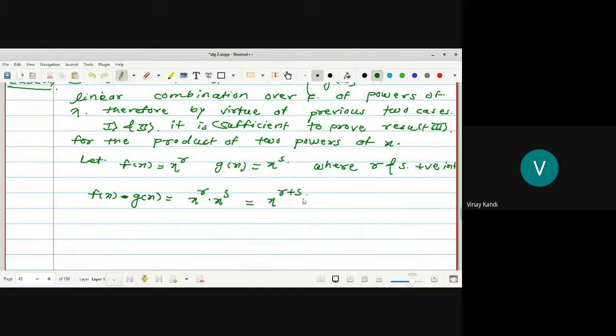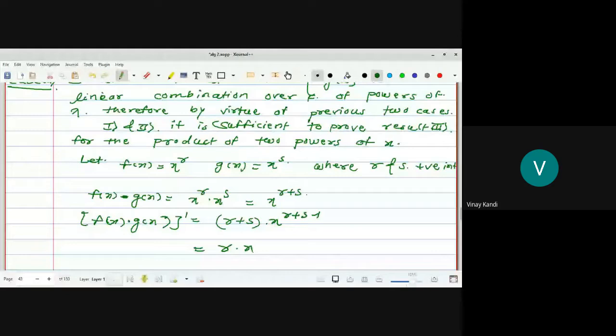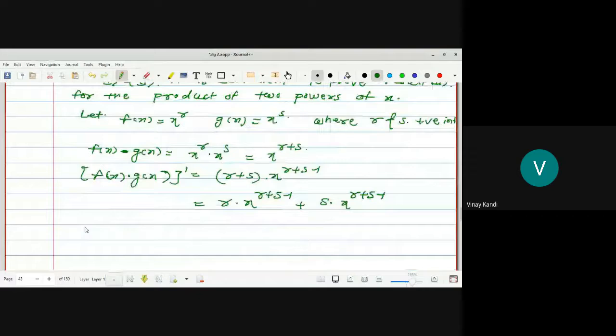So now the derivative of the polynomial f(x) into g(x) is equal to (r plus s) into x raised to r plus s minus 1, which is equal to r into x raised to r plus s minus 1 plus s into x raised to r plus s minus 1. So this is equal to r into x raised to r minus 1, into x raised to s. Is it correct?